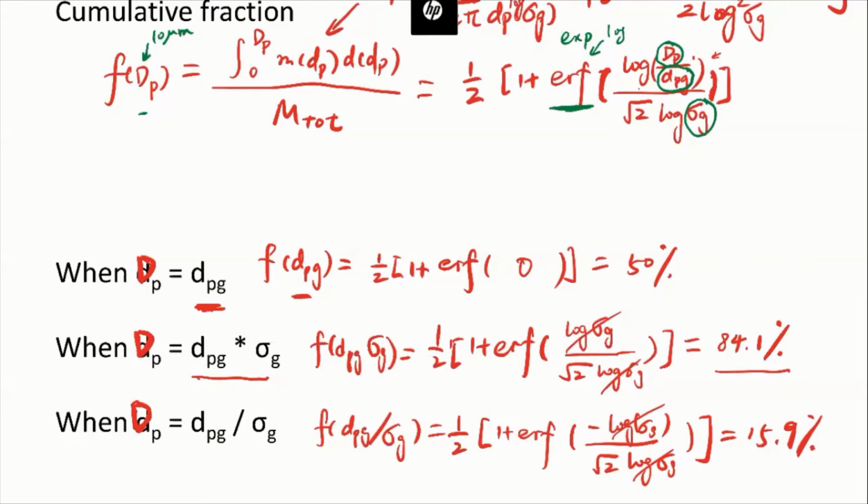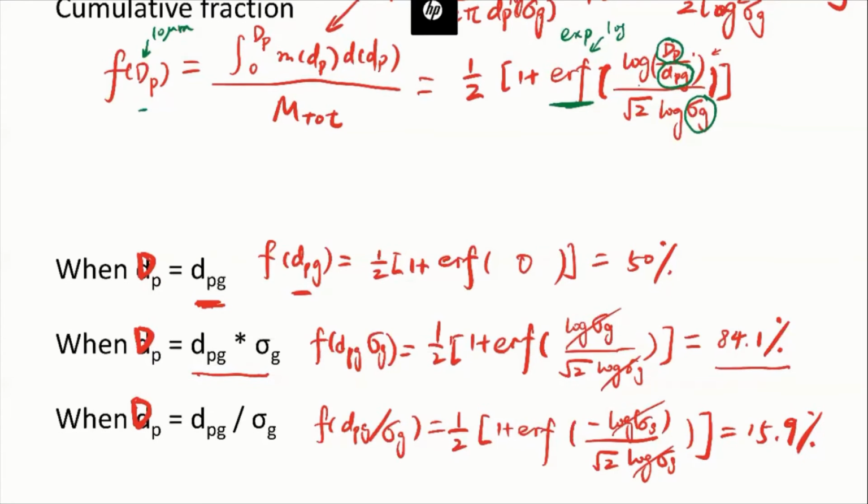Okay. So these are the properties of the log normal size distribution. It applies for all different types of log normal size distribution. When the particle size is equal to dpg, the cumulative mass fraction is 50%. When it's equal to dpg multiplied by sigma g, the mass fraction will be 84.1. And when dp is equal to dpg divided by sigma g, the mass fraction is 15.9.